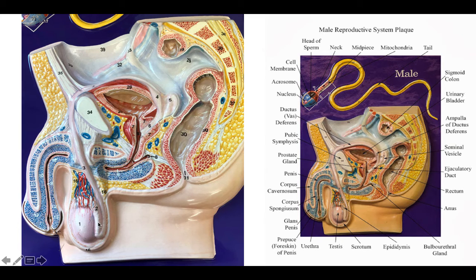ejaculation. So there is some smooth muscle in the walls of the epididymis to help push those sperm cells along during ejaculation with these peristaltic contractions. So peristaltic contractions of the epididymis will then push the sperm into what's called the ductus deferens.